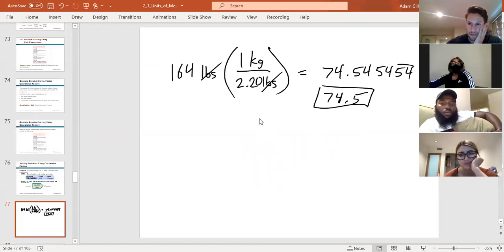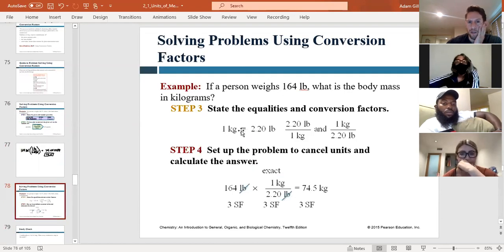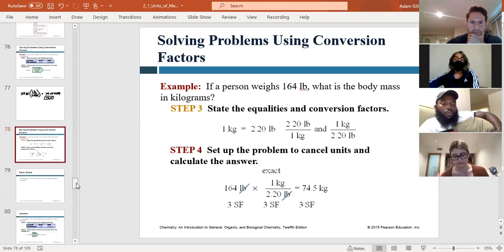Any questions on that one? Okay. So there we are. 1 kilo is 2.2 pounds, and you can write it as a fraction either way. When you're converting, you want to make sure pounds gets canceled. So you put the kilos on top, pounds on bottom. 74.5.